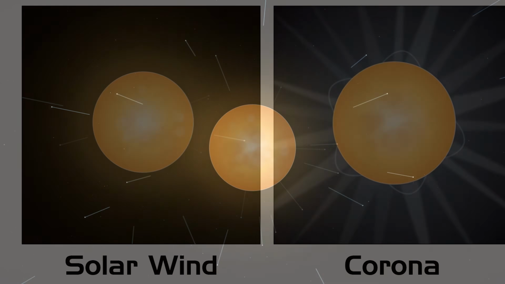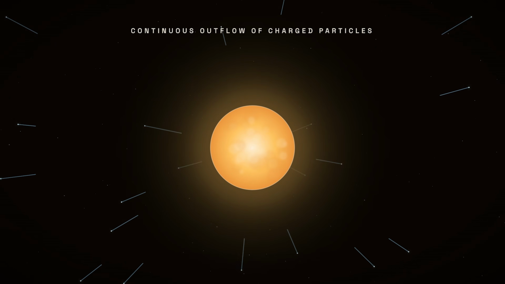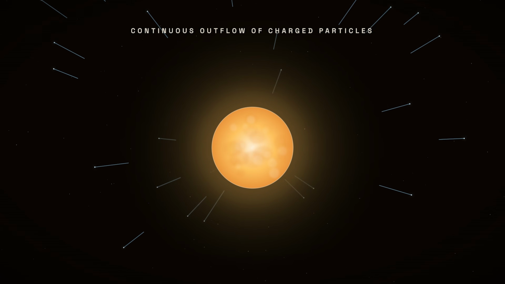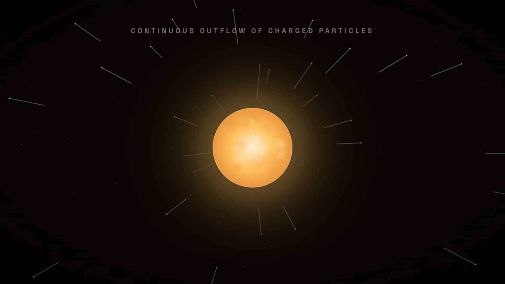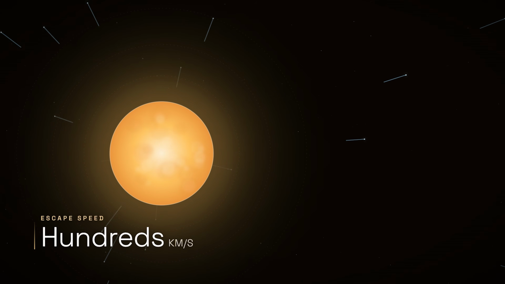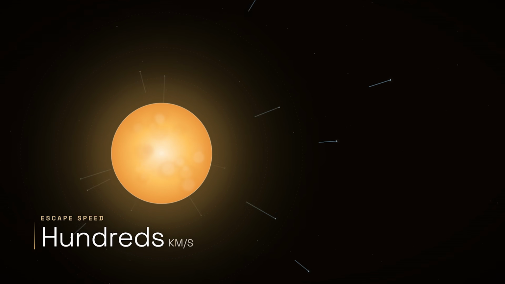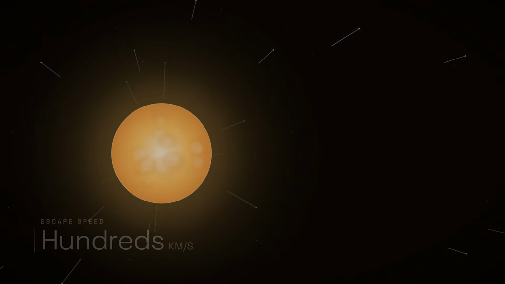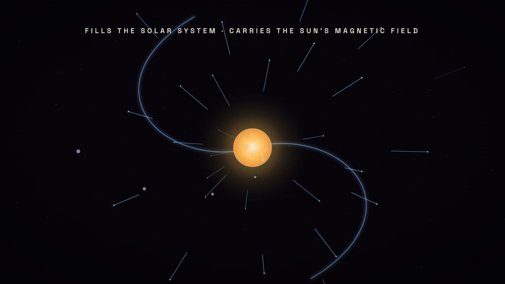Solar wind. The solar wind is the continuous outflow of charged particles that streams from the sun's outer atmosphere into space. The atmosphere is so hot that the sun's gravity cannot hold onto its outer material, and a steady flow of electrons and protons escapes in all directions at speeds of hundreds of kilometers per second.